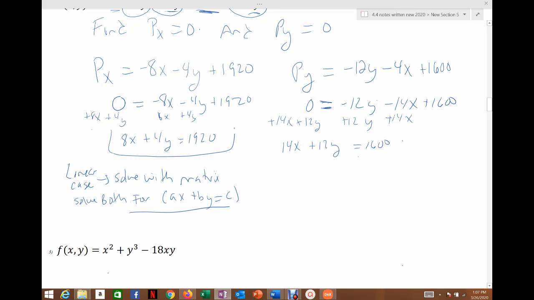Alright, so there are my derivatives where I've set them equal to 0. I can only manipulate them this way because I've set them equal to 0. Otherwise those equations aren't true. They're only true when I set it equal to 0, so make sure you show that.